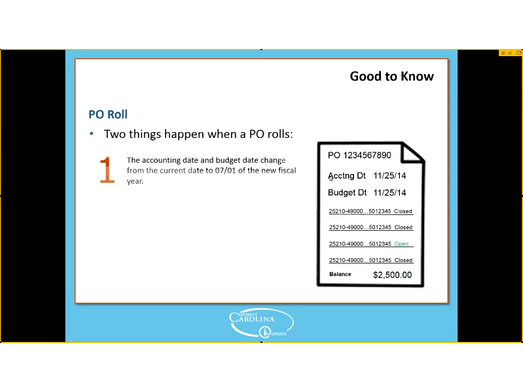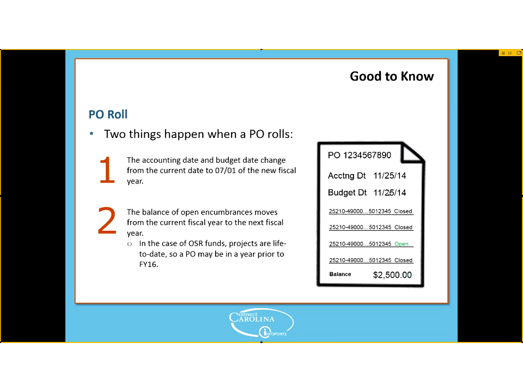Now, remember, two things happen when a PO rolls. The first thing is that the accounting date and the budget date change from whatever the current date is on the purchase order to 7/1 of the new fiscal year. The second thing that happens is that the balance of those open encumbrances moves from whatever the current fiscal year is into the next fiscal year. Remember, OSR and capital improvements are life to date. They don't really have a fiscal year. So you might have a purchase order that's sitting in 2014.